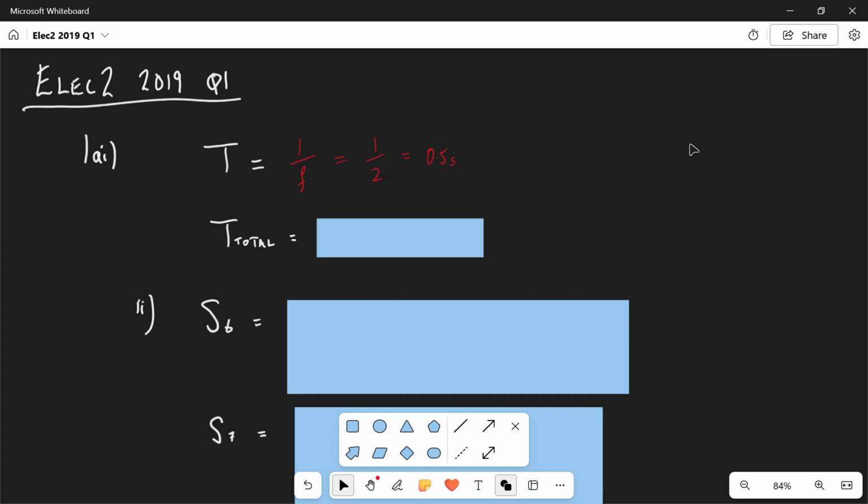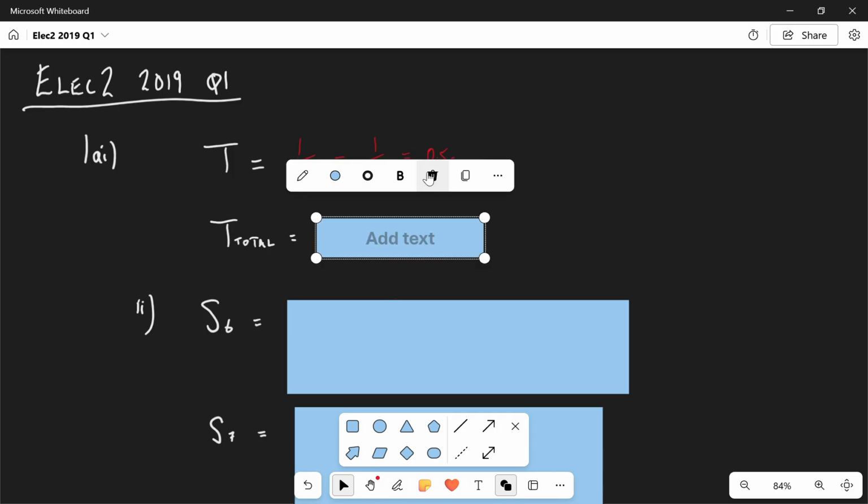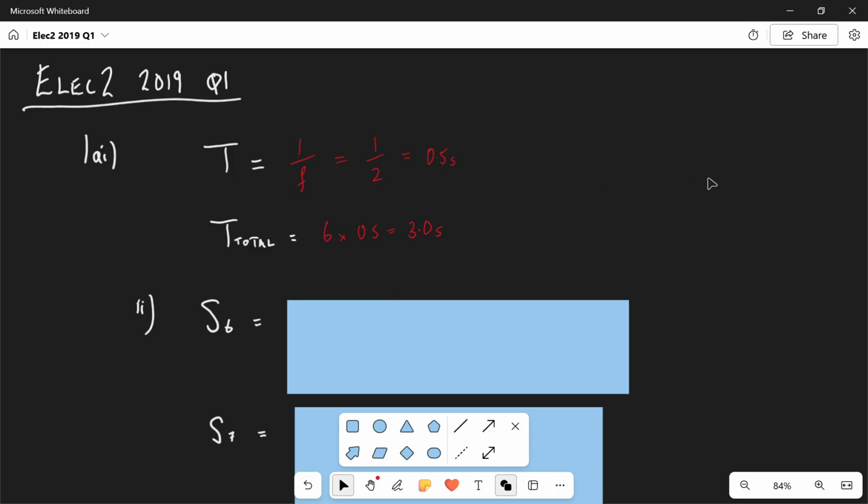So how long does it take to do one complete cycle of the main sequence? We've got 6 steps, so the total time is 6 times 0.5, which is 3.0 seconds. Part 2. States S6 and S7 are both unused. Explain the difference between them.